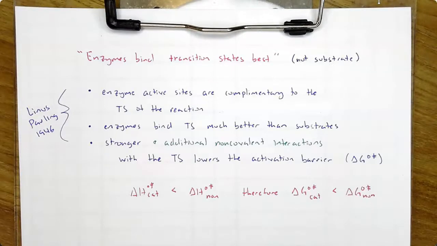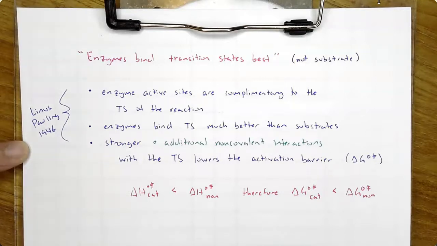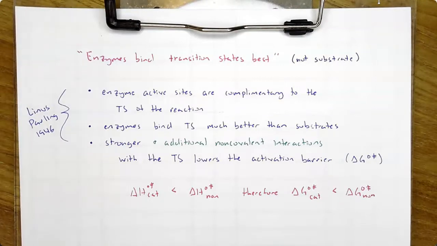Here I have 3 key points that were proposed by Linus Pauling in 1946. The first thing is that enzyme active sites are complementary to the transition state of the reaction, which means that the enzyme binds transition states much better than substrates. So the binding of the substrate is kind of loose, not really perfect, but as the substrate goes to the transition state on its way to the product, that's when the really strong binding and the shape matching really occurs with the enzyme and the transition state.